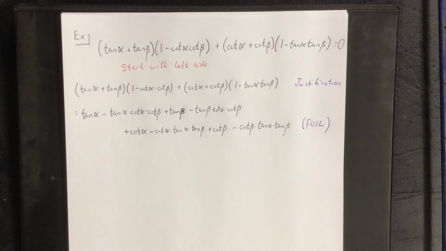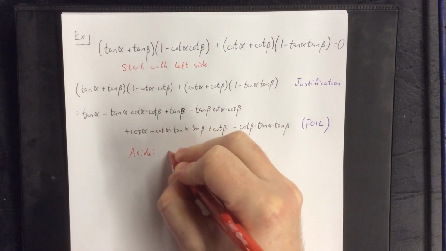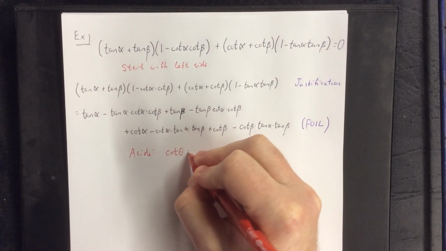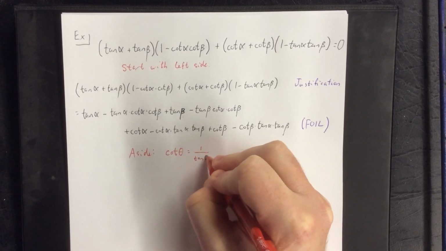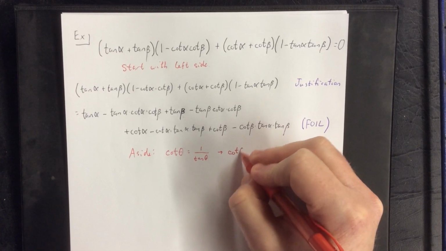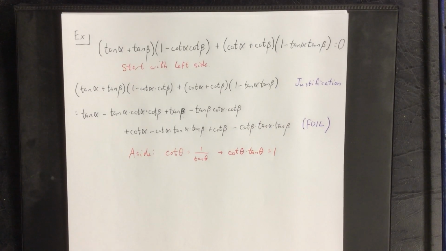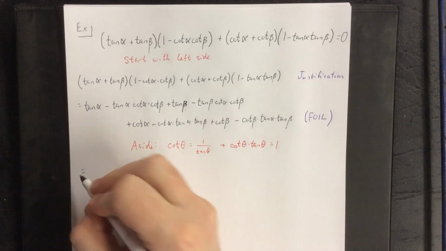Now at this point, I'm going to point out that tangents and cotangents are relatable very nicely through the use of reciprocal identities. So as an aside, the reminder is that the cotangent of theta is equal to 1 over the tangent of theta. So a variation of this is that if you have the cotangent of an angle times the tangent of the same angle, you can replace that with a 1. That's what I'm going to do at the next step and refer to it as a reciprocal identity.